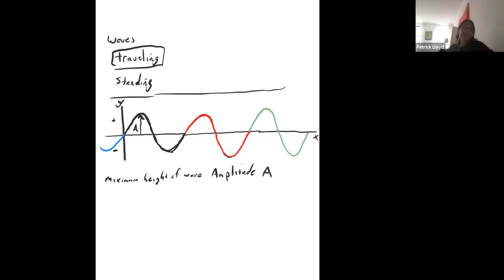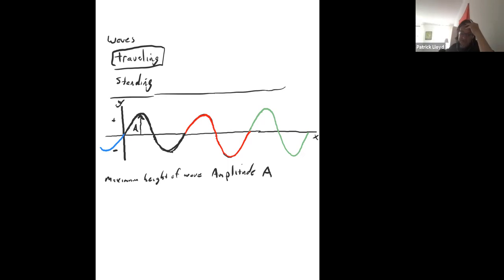I'm not even going to talk about the units. We don't need to get into the details of what the units would be. Could be length units, right? If it's something that's doing this, the maximum height might be 0.5 meter, right? So that would be your amplitude. So it could be length units.